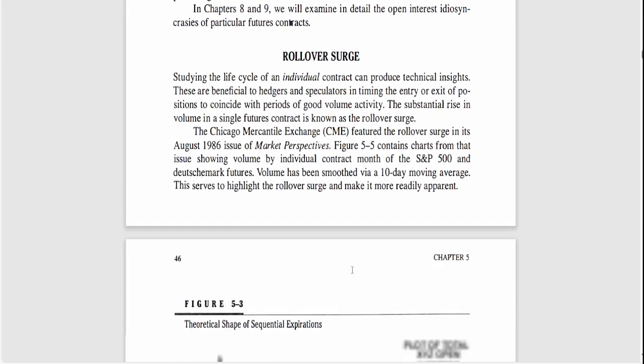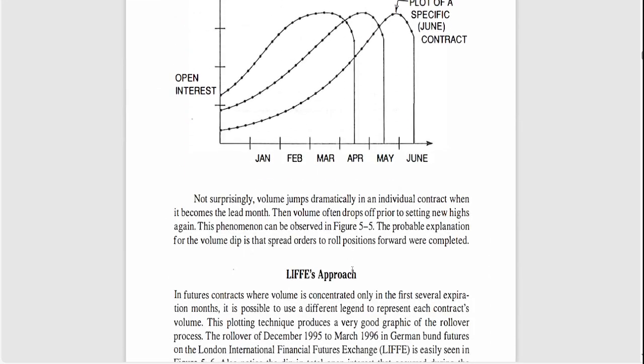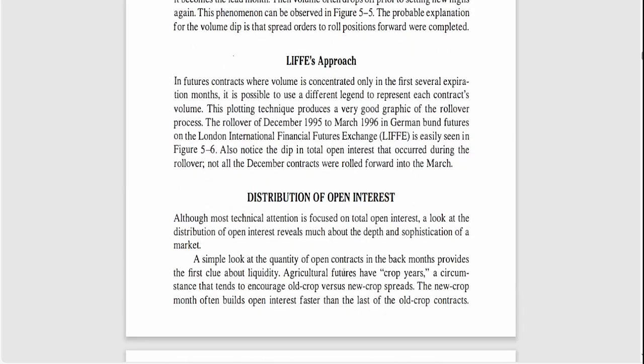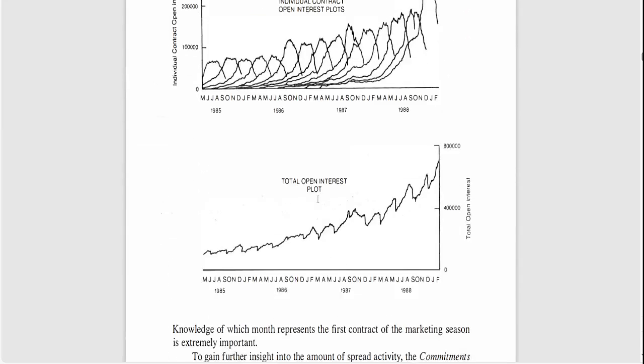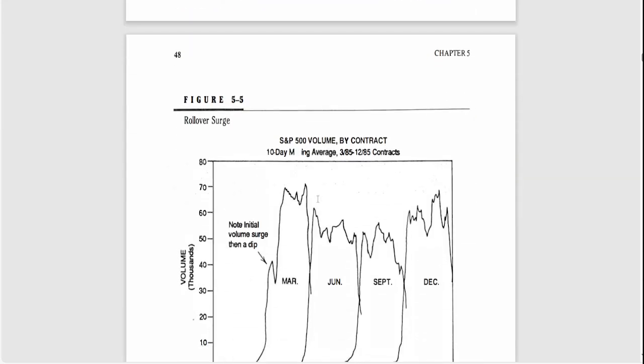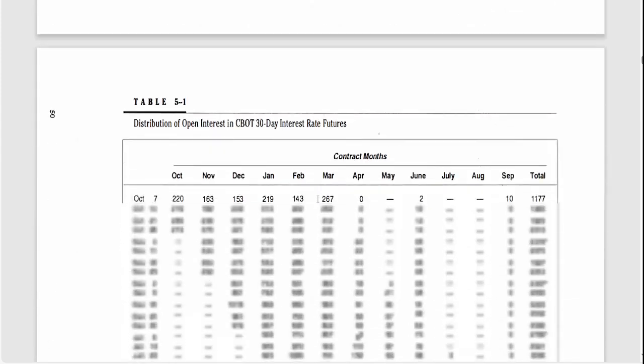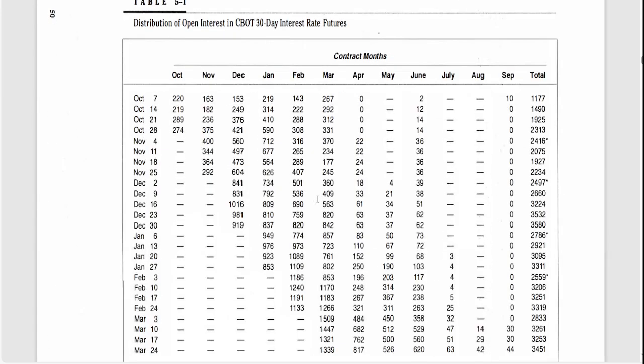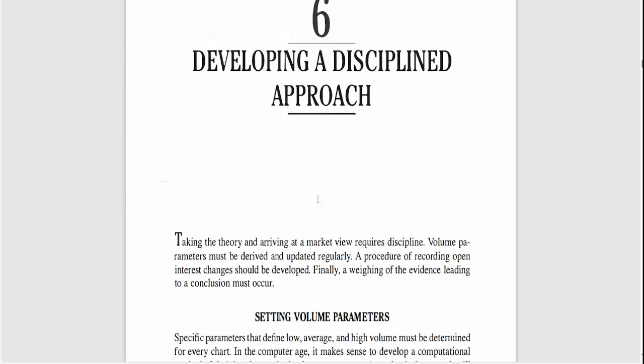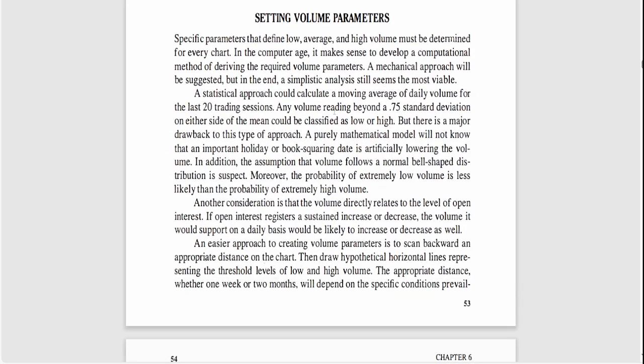Read these all things. Rollover judge. Read distribution of open interest, very important. Read this thing. Read this thing. Developing a disciplined approach. Read this thing.